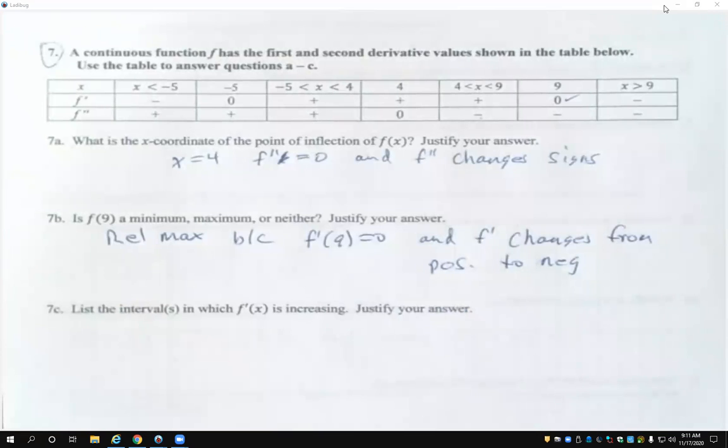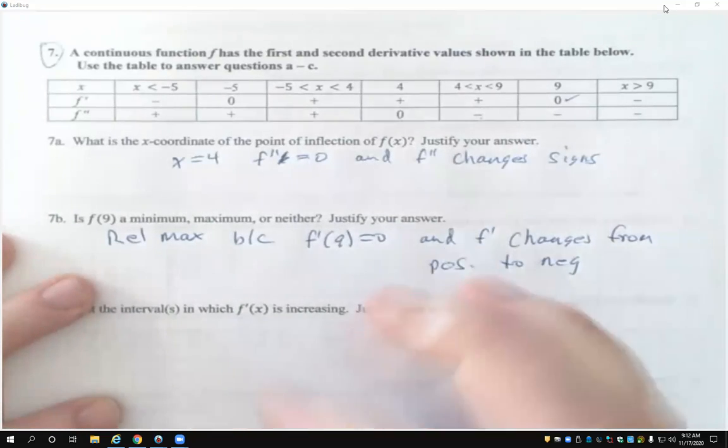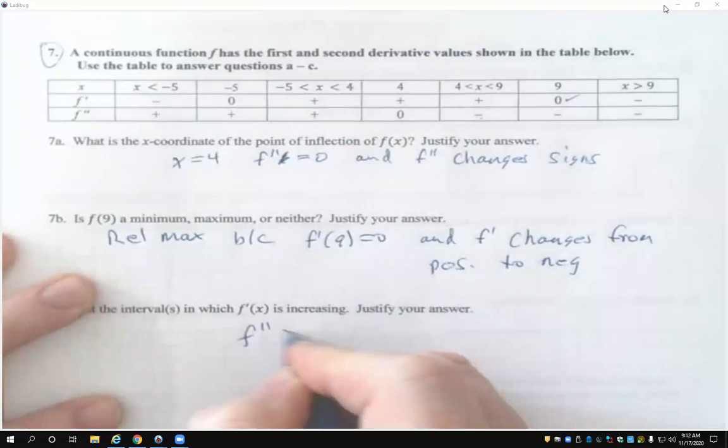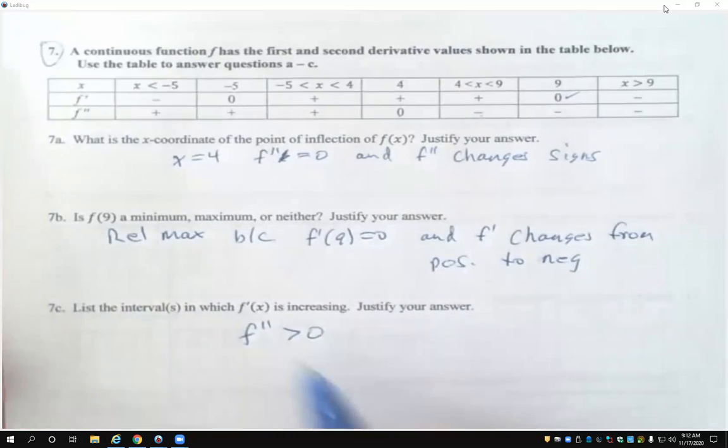All right, 7C is asking us something about f prime. We haven't really done something like this yet, but it's asking where is f prime increasing. The graph of f is not going to tell us that. The graph of f double prime is going to tell us that. F is increasing where f prime is positive. So f prime is increasing where f double prime is positive. I've just justified my answer. Now I just need to go find that.